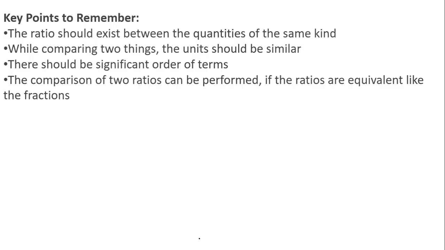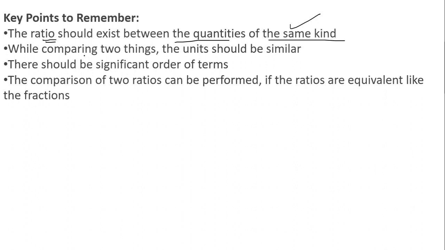Before that, students, a few terminologies and points were left that we'll discuss in today's lecture. Then we'll begin with the questions. The very first key point to be remembered is that the ratio should exist between quantities of the same kind. In case of ratio, we are actually comparing quantities, right? Whenever we are comparing quantities, as I have already mentioned in the measurement topic, they should always be of the same nature, of the same kind.